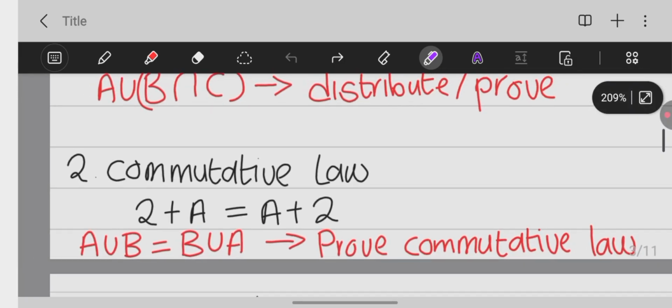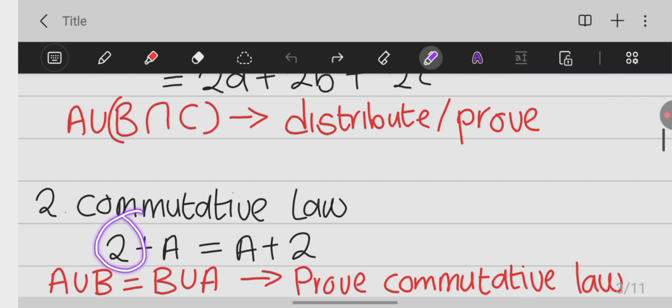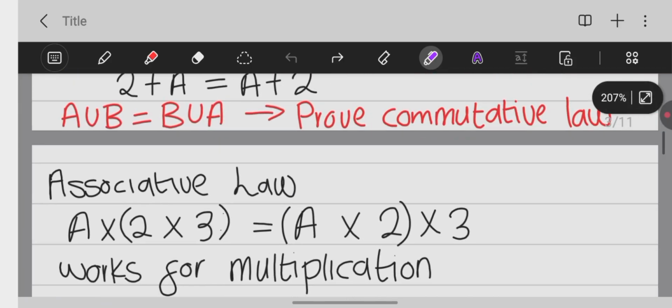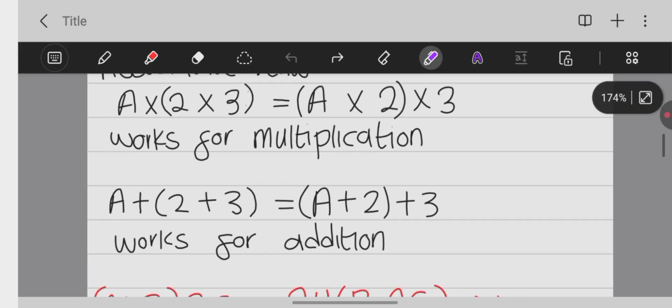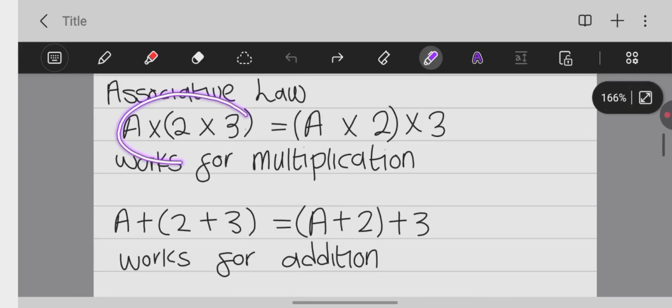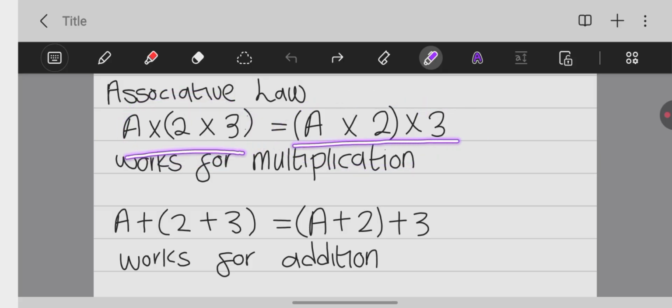Then you have the commutative law, which states that if you have 2 plus a, this is equal to a plus 2, and it also works for multiplication as well. So with sets, they're going to ask you obviously to prove the commutative law, and you have to know how to do that. Lastly, we have the associative law, which also works for multiplication and addition. So if you have things like your groups, what I have on my left hand side is equal to my right hand side. And also for addition, what I have on my left hand side is equal to my right hand side. Just don't forget your BODMAS.